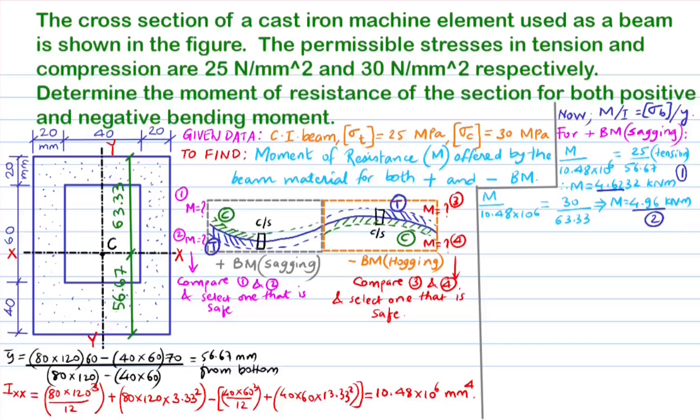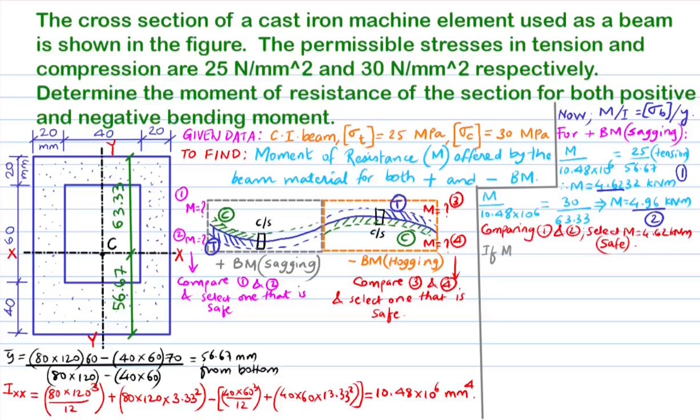Comparing the values of moment of resistance as obtained in 1 and 2 for the positive bending moment deformation, the safe bending moment to be resisted by the cast iron material should be of the lower value, that is 4.62 kilonewton meter, and should not be exceeded.